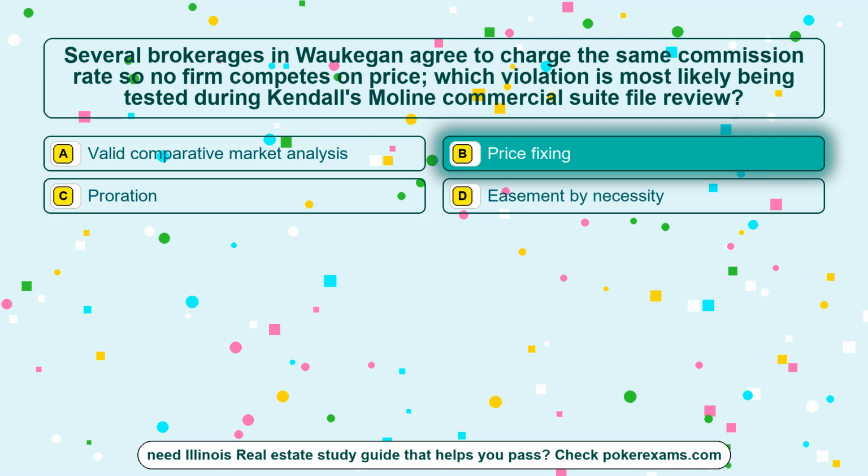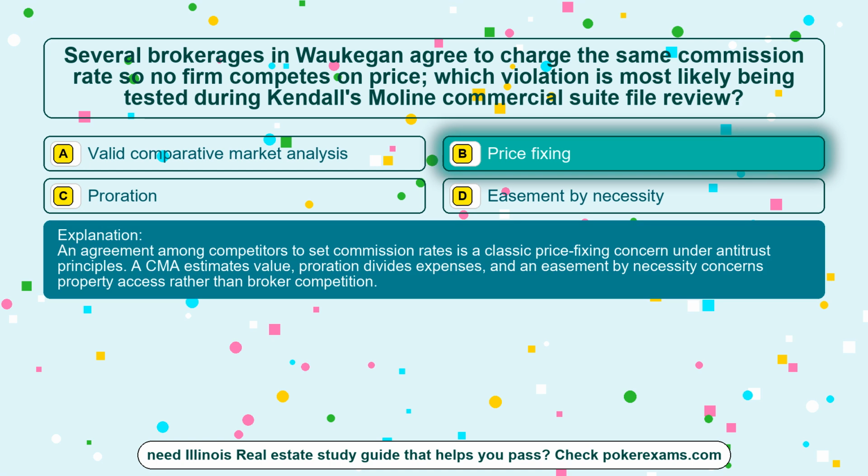The correct answer is option B. Price fixing. An agreement among competitors to set commission rates is a classic price-fixing concern under antitrust principles. A CMA estimates value, prioration divides expenses, and an easement by necessity concerns property access rather than broker competition.